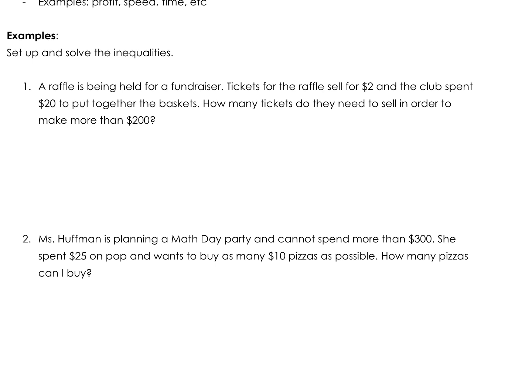So for our linear equation side, I'm going to have T be my number of tickets. So when we're talking about making money, they're going to make $2 per ticket they sell, so 2T, but they spent $20 putting together baskets for the fundraiser. So you actually need to subtract that from the 2T because it is taking out of potential profit. And you want to make more than $200, so we'll have a greater than 200. So that is the inequality that represents this scenario.